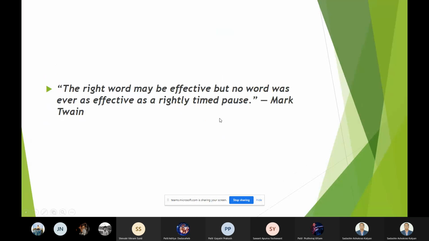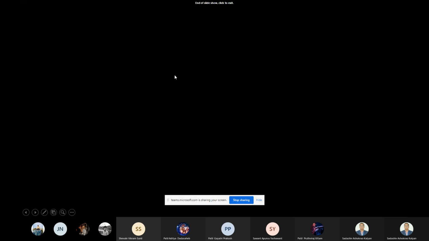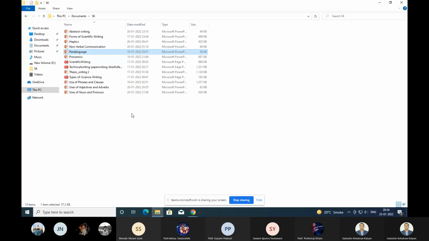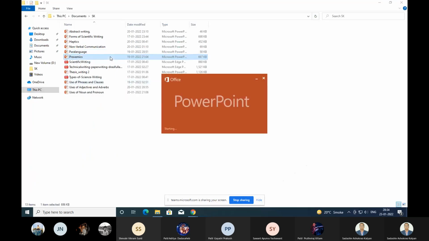So that's why Mark Twain has presented to us that the right word may be effective, but no word was ever as effective as a rightly timed pause. Then how silence, and how these various forms of non-verbal communication are going to play a significant role.